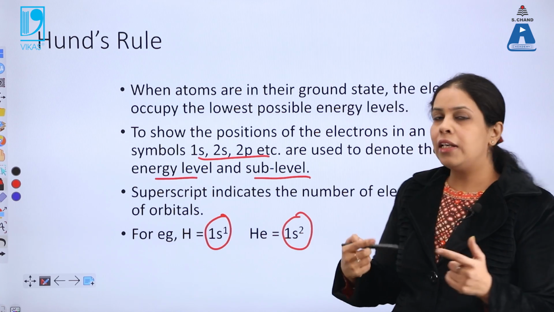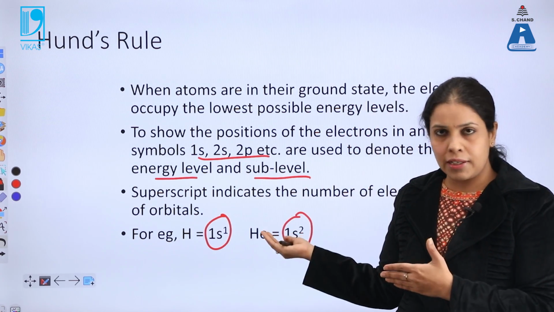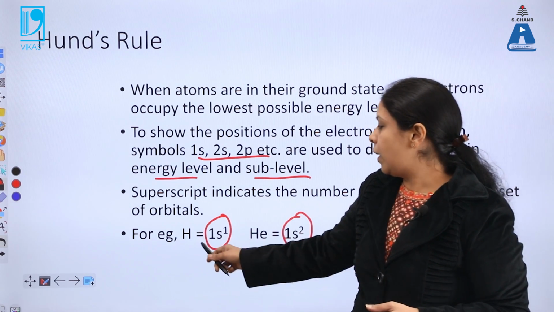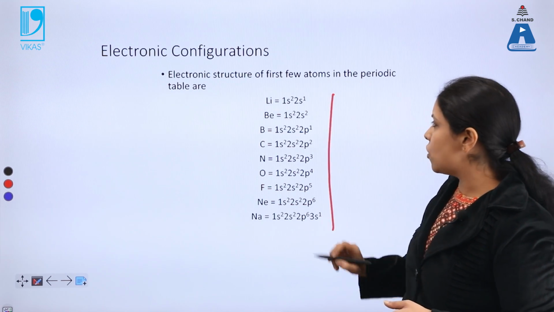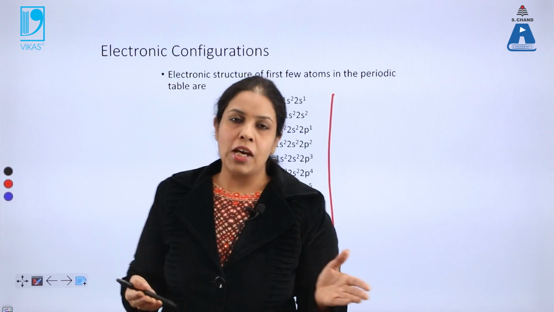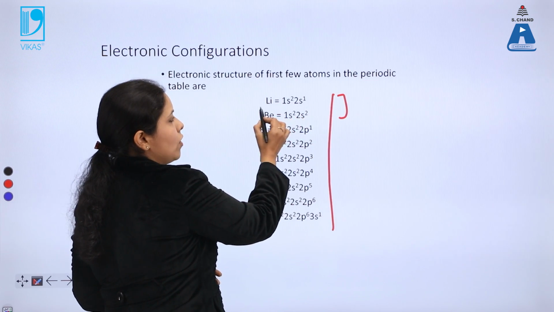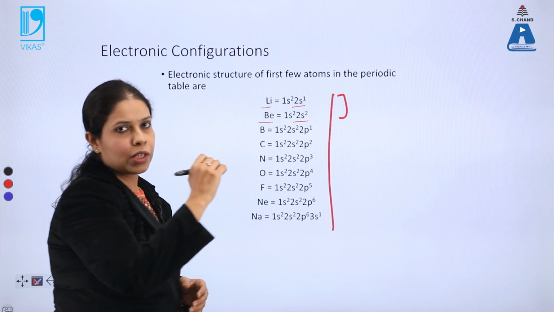Now, how will we define the electronic configuration? We are going to discuss this in detail in the coming slides. For example, hydrogen has 1s1 and helium has 1s2, and then our second shell gets started. In the second shell, 2s has 2 electrons; lithium has 2s1 configuration and beryllium has 2s2 configuration.